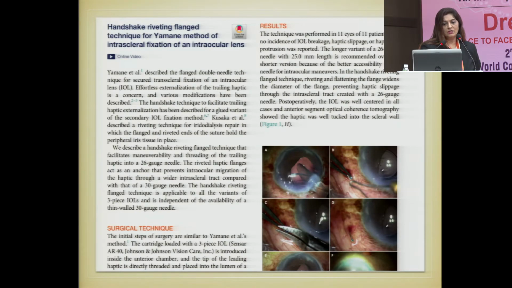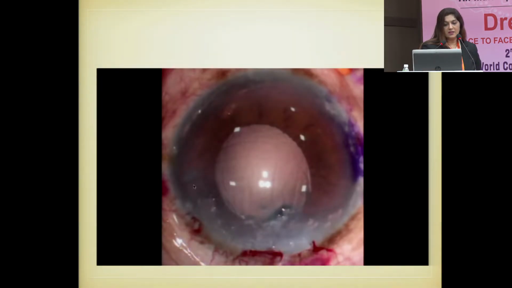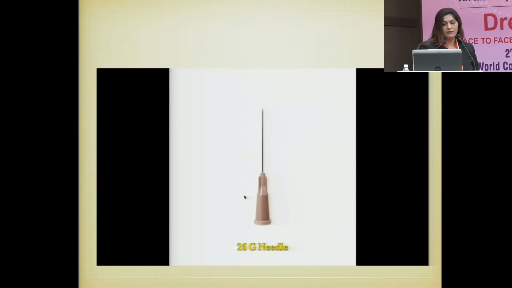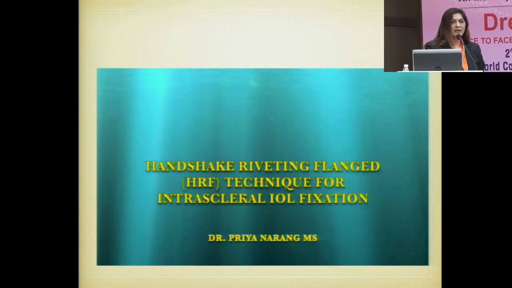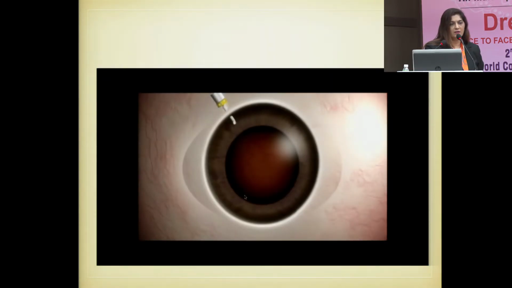I'll just show you this in brief, just a minute. The handshake riveting method is an adaptation of the Yamane method. What you need for this is a 26 gauge needle and a 3-piece intraocular lens. We do not get 30 gauge needles many times in our country, so we modified this a bit to suit our scenario. The initial steps are the same as in the Yamane method.